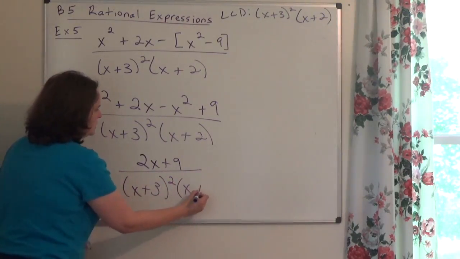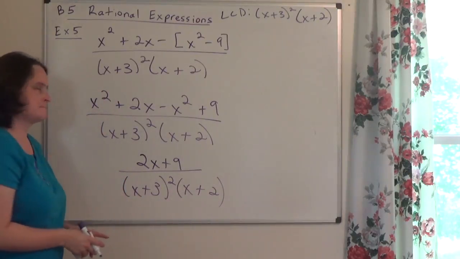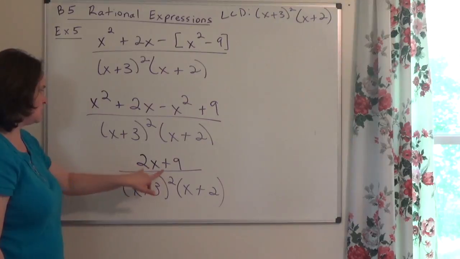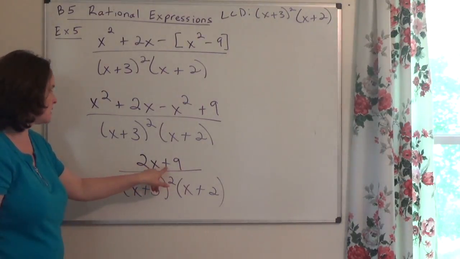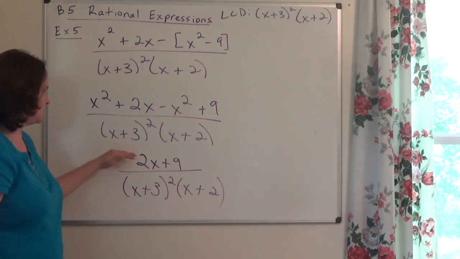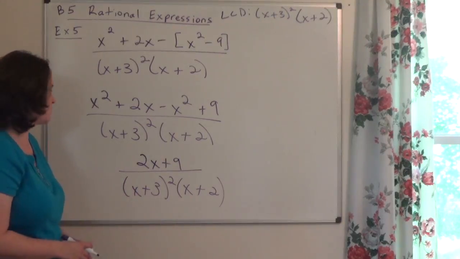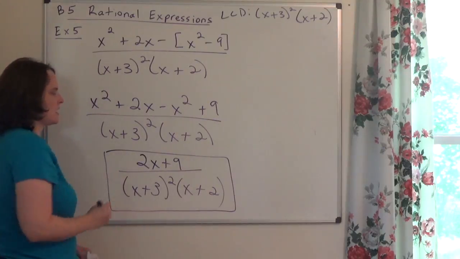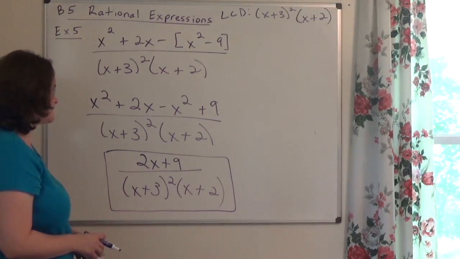Alright, do you think you could do anything else to this? Not really. This numerator does not factor. There's nothing that can come out of these two terms, and it definitely does not reduce with anything in the denominator. So this is as far as we can take it. This is our answer: 2x plus 9 over x plus 3 quantity squared times x plus 2.